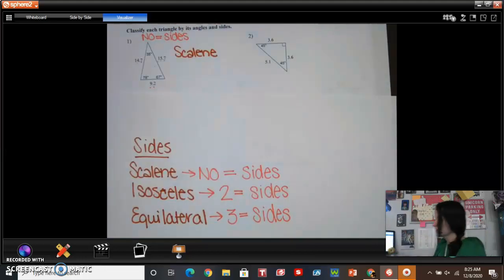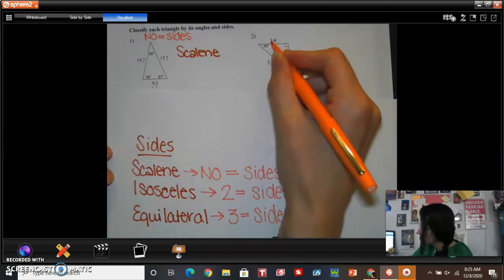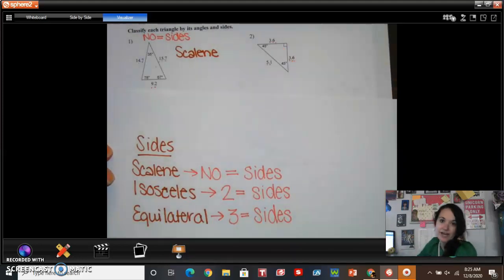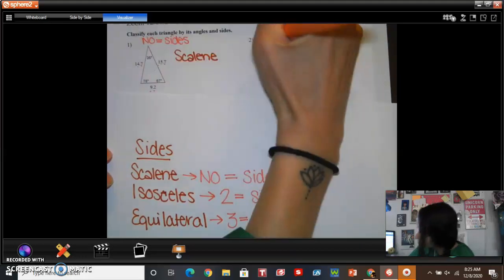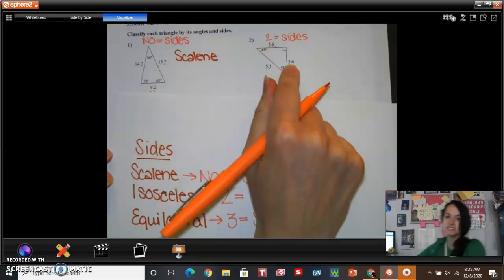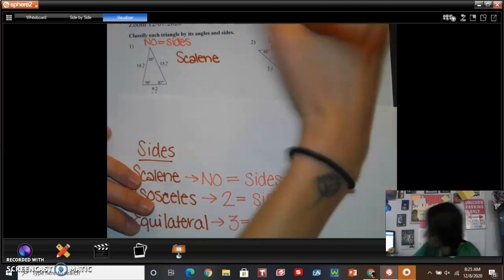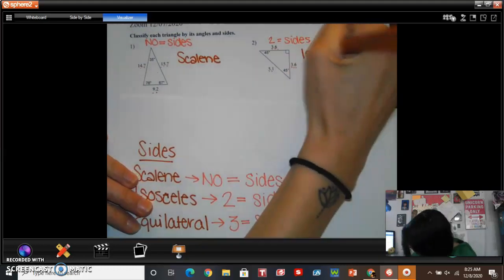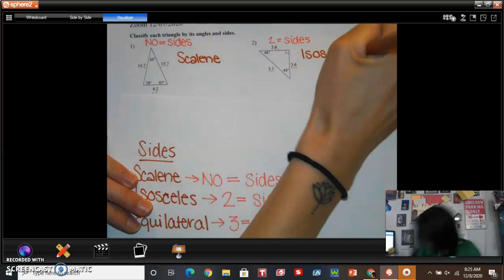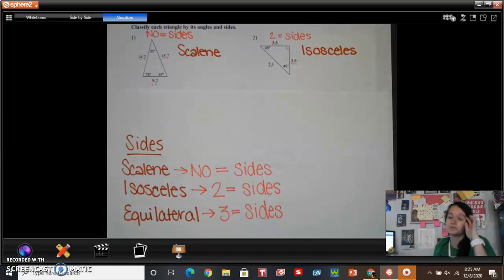Okay. All right, let's look at number 2 here. We have 5.1, 3.6, and 3.6. Do I have any equal sides? Why, yes, I do. I have two equal sides. If you notice, we have 3.6 and 3.6. So what does it mean to have two equal sides? Isosceles. Okay, I'm just doing 2 examples per each because you should be completing this for bonus points, and I don't want to give you all the answers.